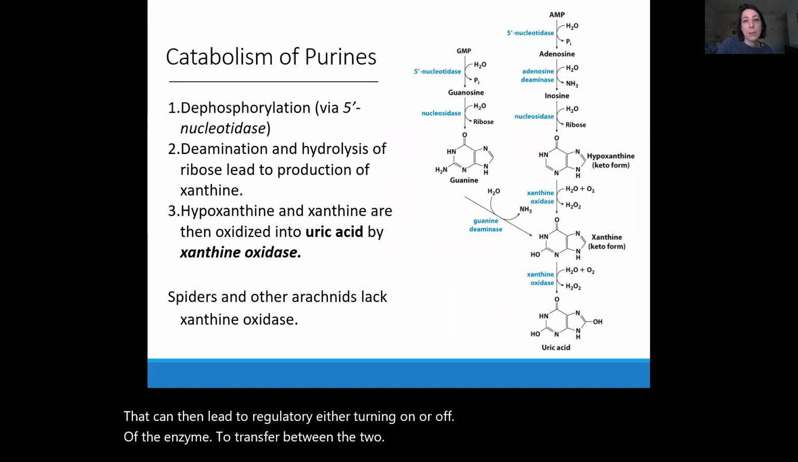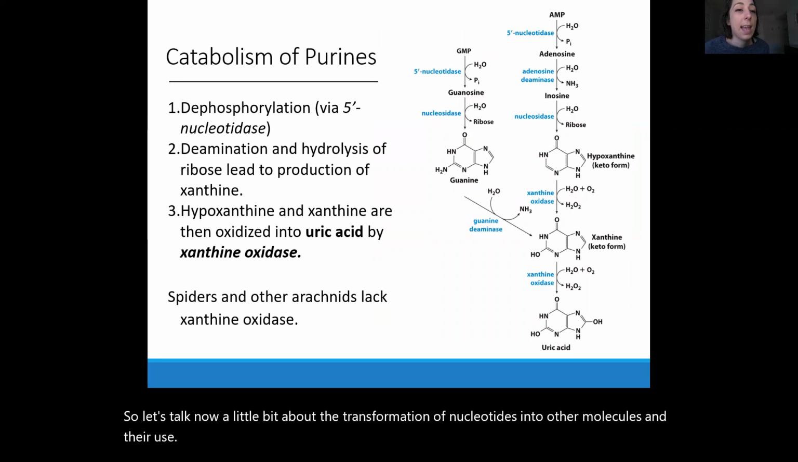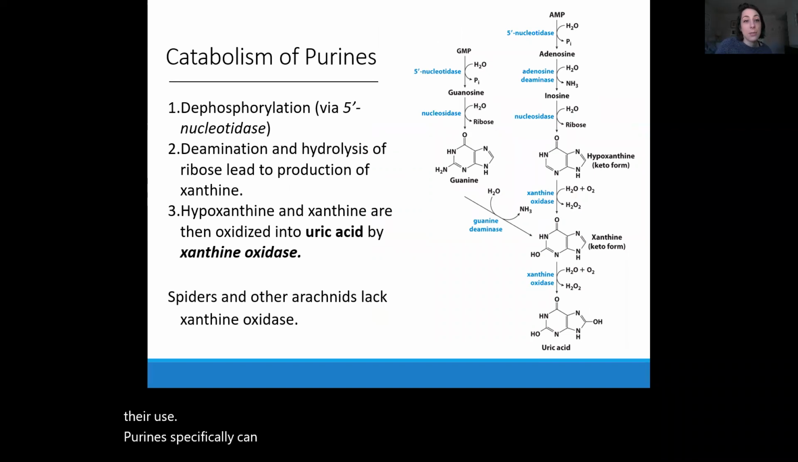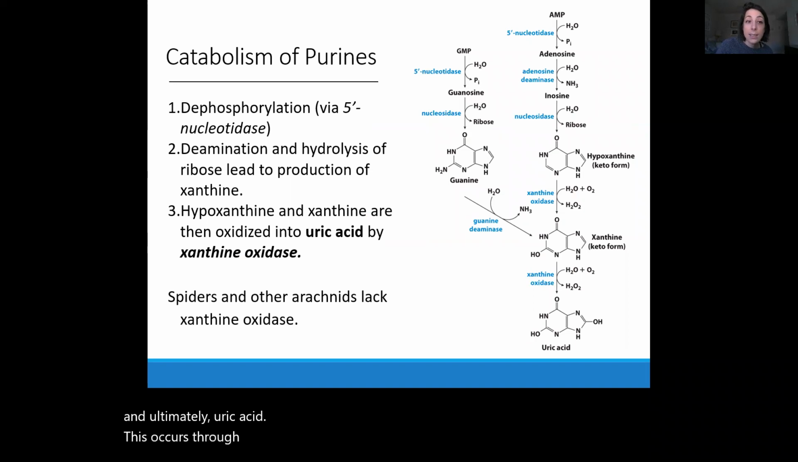So let's talk now a little bit about the transformation of nucleotides into other molecules and their use. Purines specifically can be catabolized into molecules like hypoxanthine, xanthine, and ultimately uric acid. This occurs through dephosphorylation and deamination. We have to remove that nitrogen out. And again, ultimately into uric acid, which can be excreted.